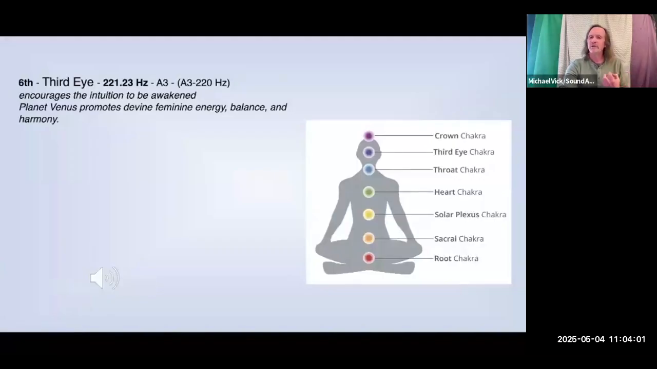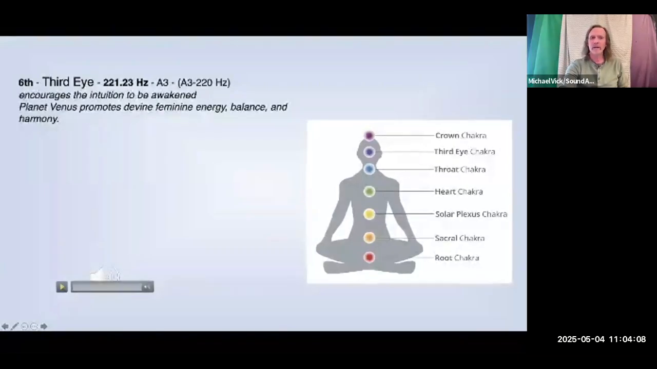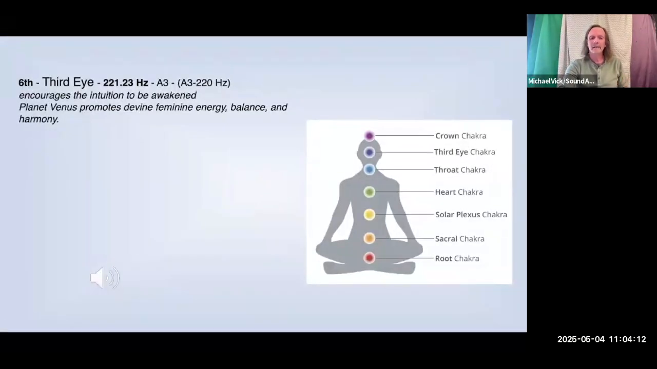Don't doubt your intuition. Follow your intuition. And you can use this frequency, which is at 221.23 hertz. And everybody knows the standard 220, which is the 440 everyone seems to rave about, but not us. Here we go.